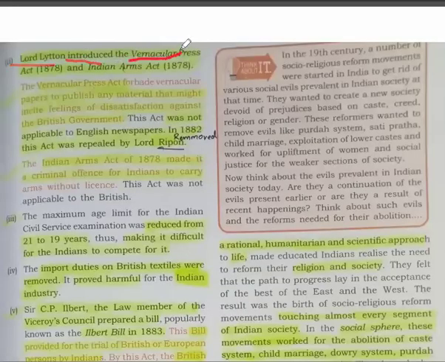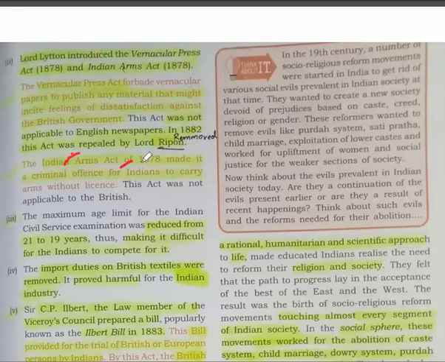Lord Lytton introduced the Vernacular Press Act in 1878 and the Indian Arms Act also in 1878. So what is this act? The Vernacular Press Act forbade vernacular papers to publish any material that might incite feelings of dissatisfaction against the British government. This act was not applicable to the English newspapers. In 1882, this act was repealed by Lord Ripon. So you have to remember who introduced it and who repealed it.